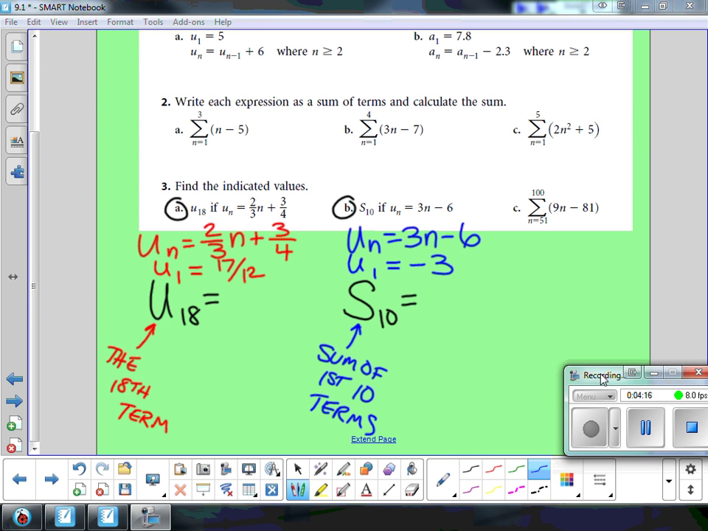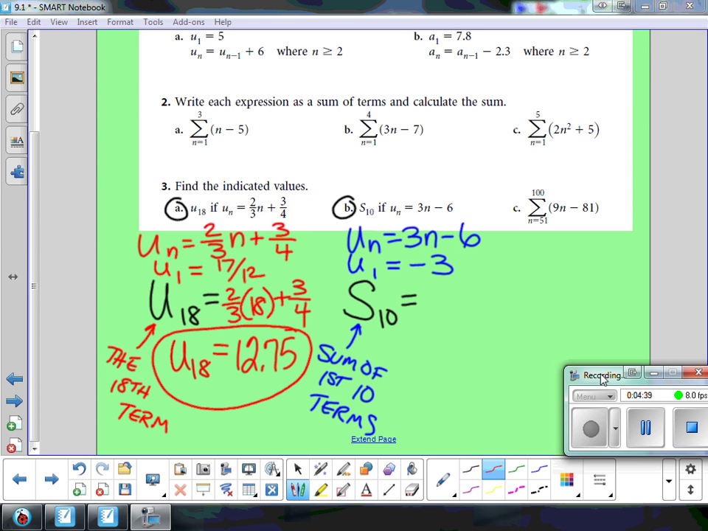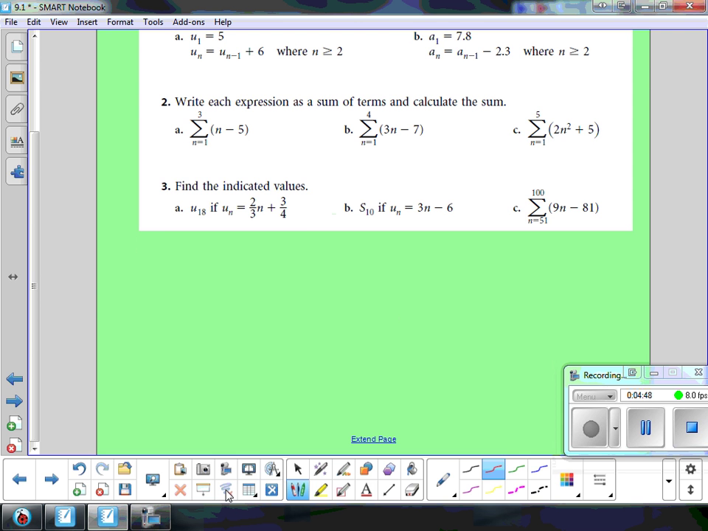All right, for the 18th term in red for 3a, it's quite simple. You do 2/3 times 18 plus 3/4. So the 18th term is 12.75. All right? Plug it in. It's an explicit formula. It takes you directly to that answer. When they ask you for the sum, like in B, and you know that it's arithmetic, I'm going to clear a lot of clutter off the screen right now and kind of start over with 3B.